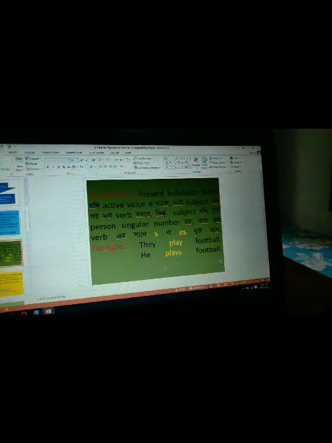But if the subject is third person and singular number in case of present indefinite tense, and if it is active voice, we have to add s or es to the main form of verb. As an example, we have used: he plays football. As he is third person and singular number and it is active voice, that is why we have added an s to the verb play.